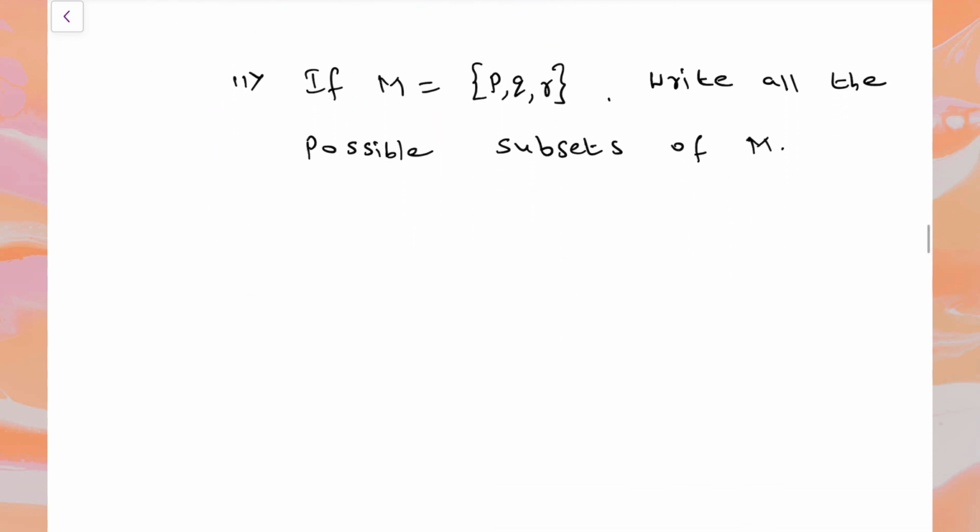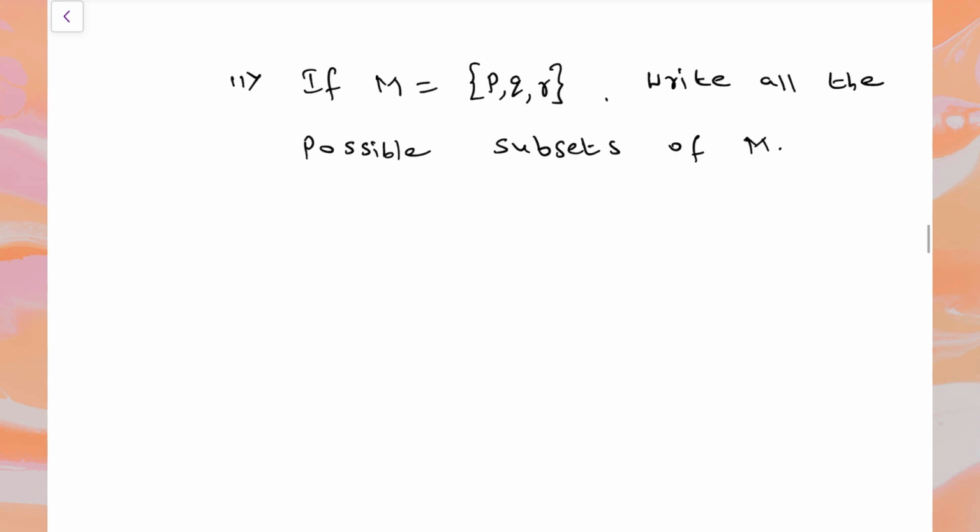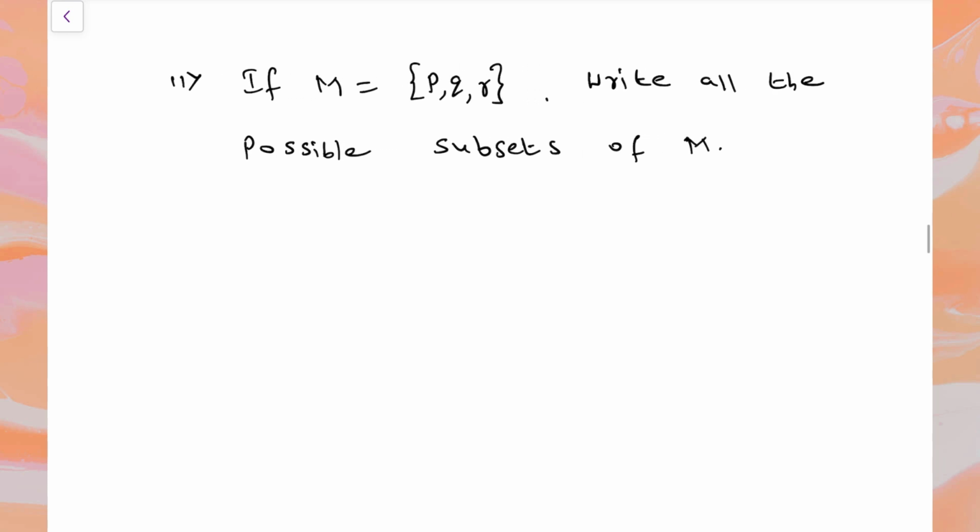Question number 11. If set M equals {P, Q, R}, then write all the possible subsets of M. It's very easy. Write the individual elements first. P, then Q, individual elements first, only one element. Then R. Individual elements completed. Then two elements together. PQ.